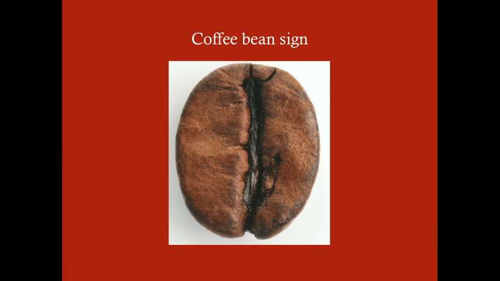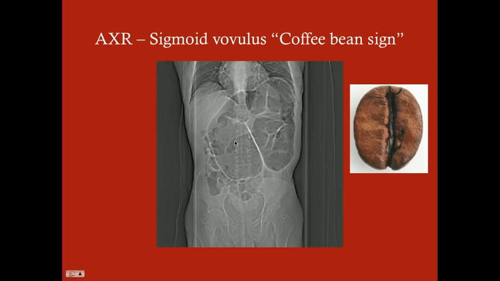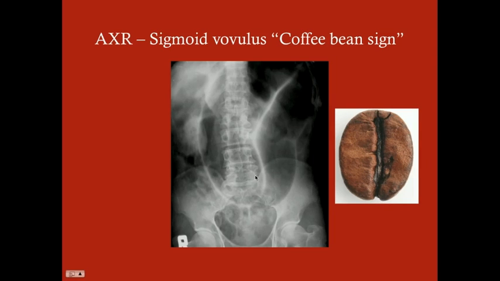Okay, so the first thing I want to show you on the abdominal X-ray is the coffee bean sign. So a lot of people don't know what a coffee bean looks like. This is what a coffee bean looks like. Okay, so here is sigmoid volvulus, and this very much looks like a coffee bean. And what this is is your sigmoid colon, and it's literally that big. So you can't even see the rest of your colon. It's just your sigmoid colon, that big. Here's another one, and another one.